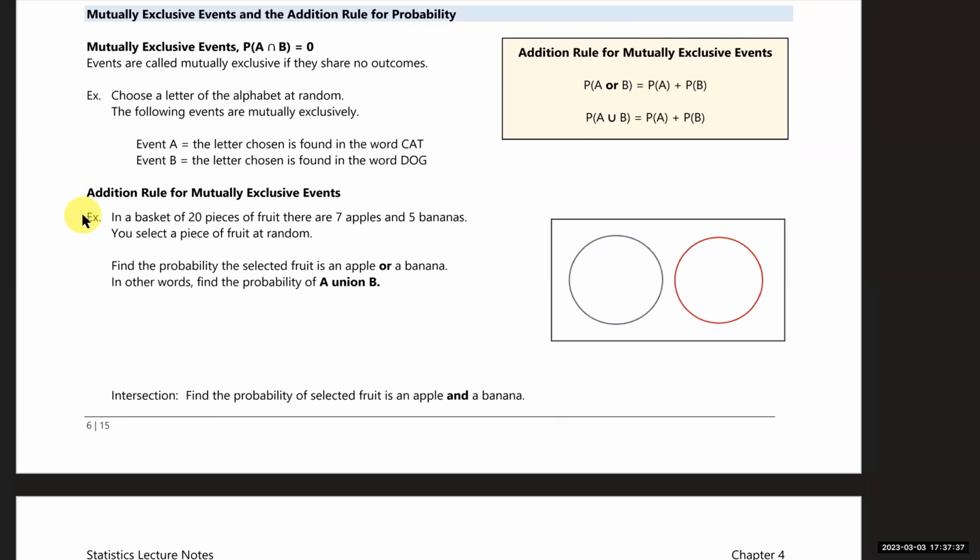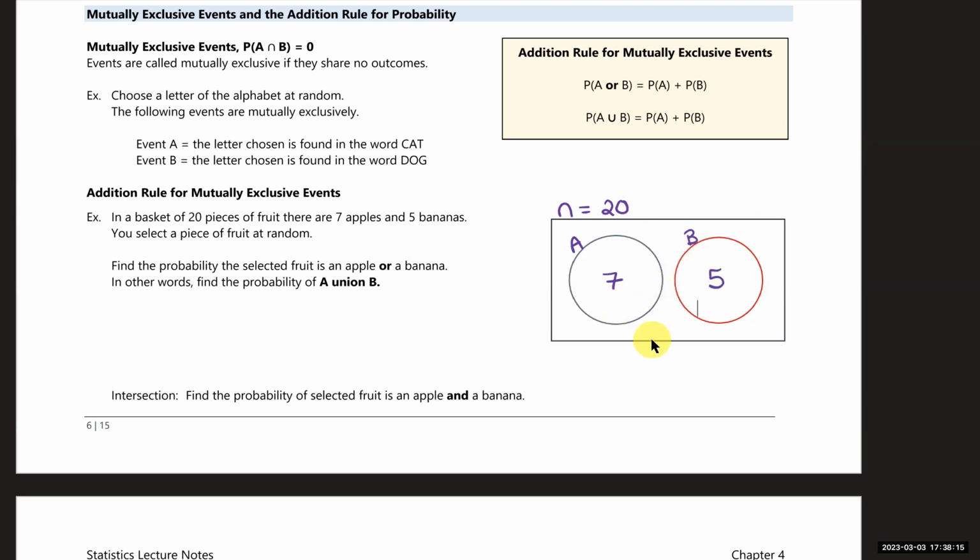So it says in a basket, we have 20 pieces of fruit, 7 are apples and 5 are bananas. We're going to pick a fruit at random, and we'll find the probability that the fruit is an apple or a banana. In other words, we're going to find the probability of A union B. So we had this language before. I'm going to go ahead and do my Venn diagram. So N, the sample space, would consist of 20 pieces of fruit. I'll let this circle be the apple circle, 7 apples, and then the banana circle, 5 bananas.